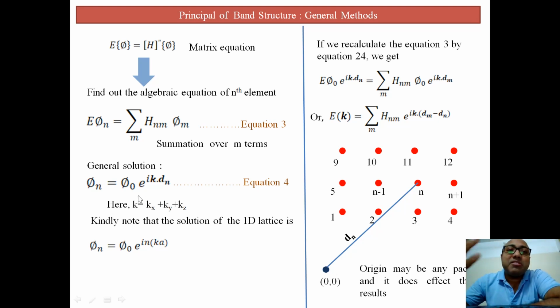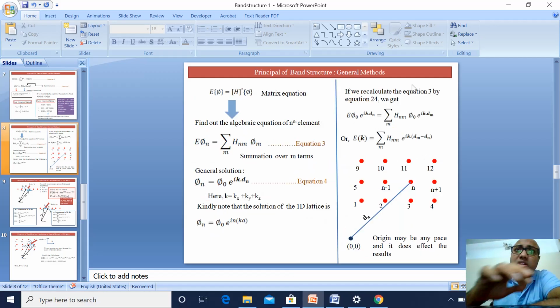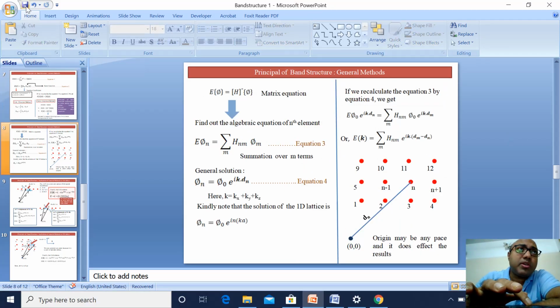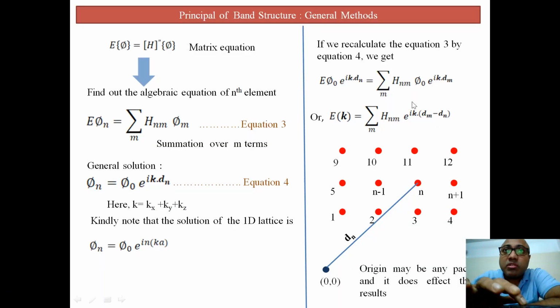Now, what is the main idea of the solution? If you have this solution, the phi n value you have to put back into equation 3, this expression, and try to find out what my energy is, and that is what I have done here. There is some typo here, so let's correct it. Instead of 24, it is actually 4. So here, E phi n, H n m phi m, I put back over here.